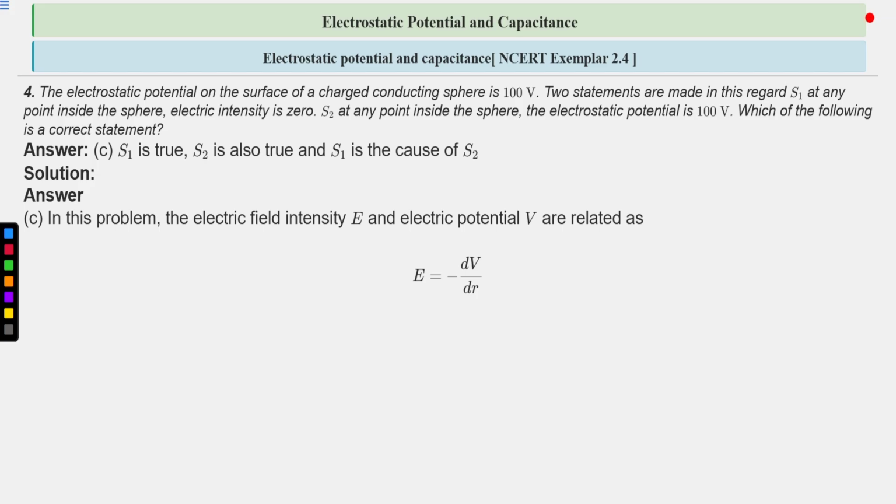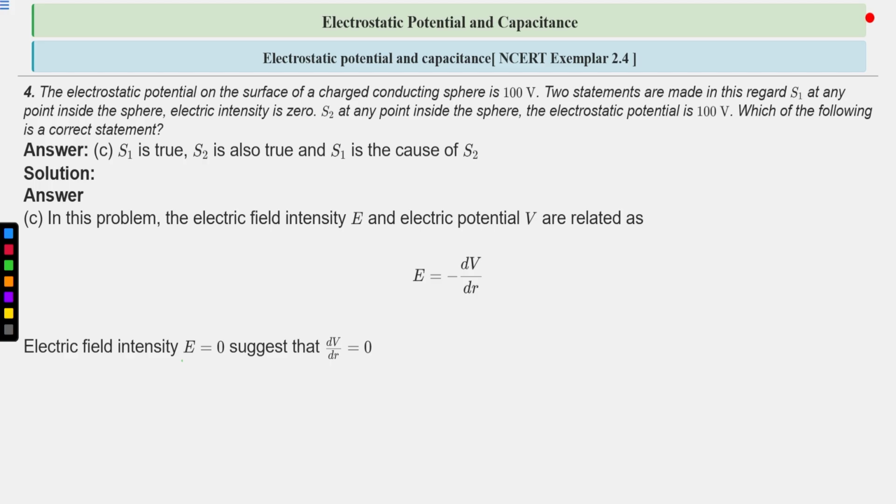Since potential at surface is 100 volt, okay, so we know that if there is a charged conducting sphere, inside the conductor electric field intensity is 0, and since inside it is 0, so minus dV by dr is equal to 0 inside the conductor, which means V is constant inside the conductor, and it is equal to the potential at the surface.